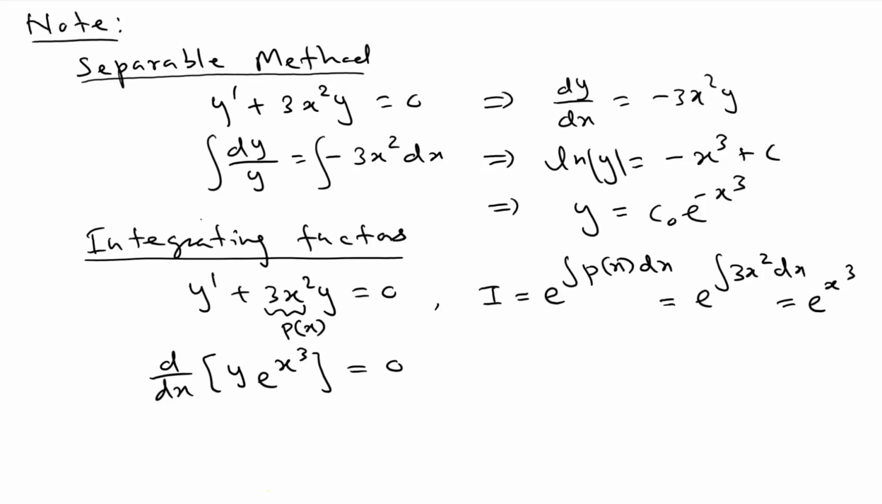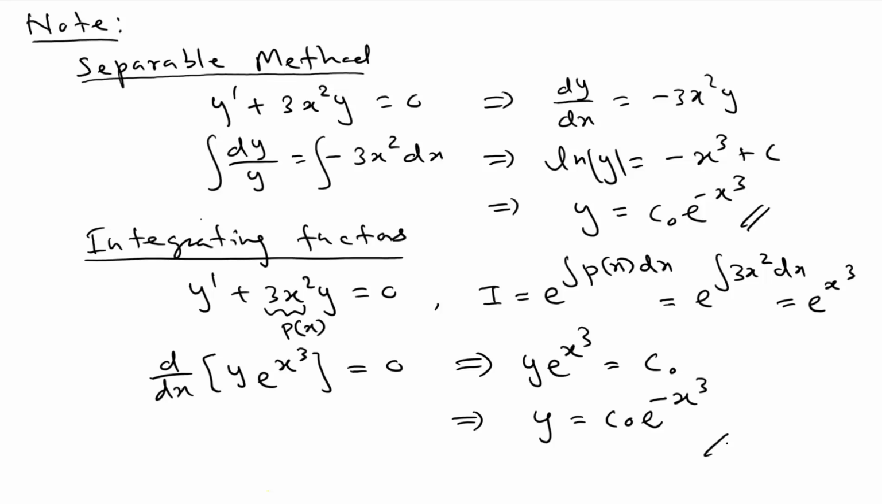This is equal to 0, and once you integrate, you get y e to the x cubed equals a constant, let's call it c0. Once you divide both sides by e to the x cubed, you get y equals c0 e to the negative x cubed. So it's also exactly the same answer. It should be, since the solution does not depend on the method. So it's confirmed that that's exactly what we get.